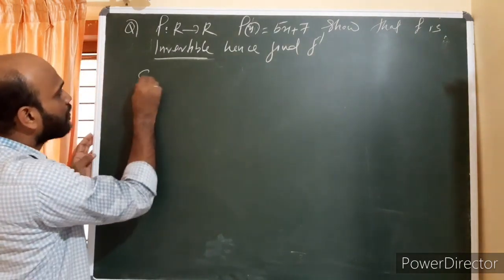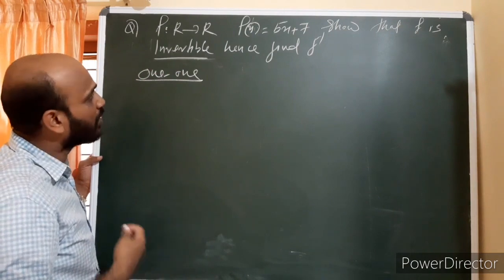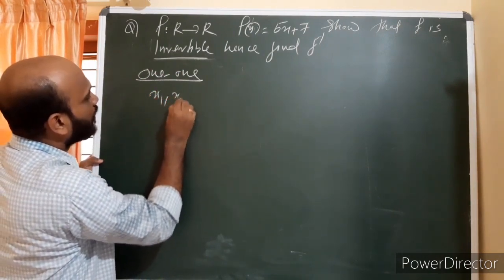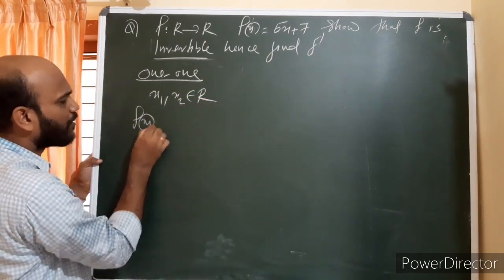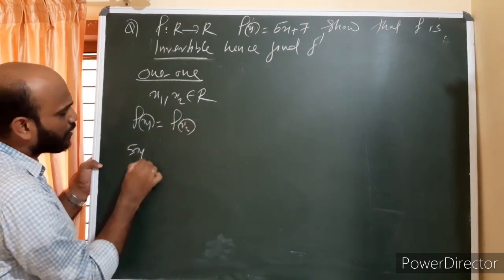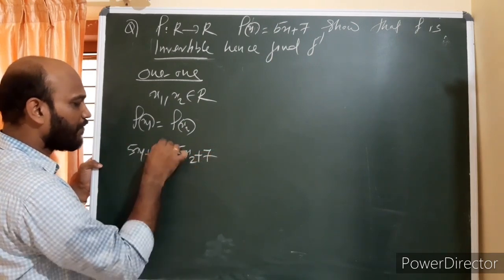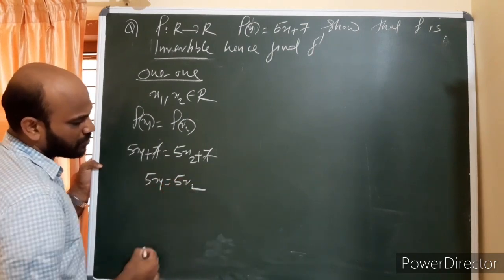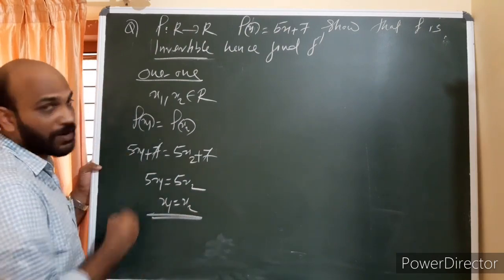So first you have to verify the function is 1-1. You know how to prove a function is 1-1. So let x1, x2 belong to R. Very easy. F of x1 equal to F of x2. That means 5x1 plus 7 is equal to 5x2 plus 7. You can cancel 7. So 5x1 equal to 5x2 means x1 equal to x2. So the function is 1-1.